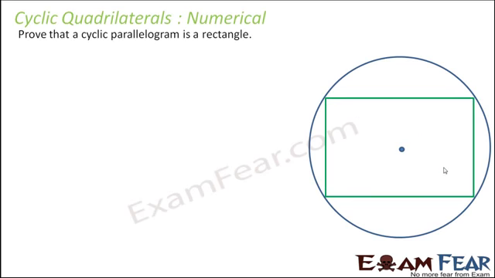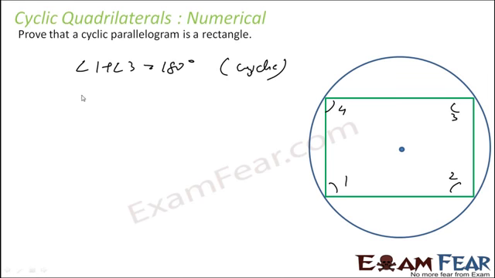So we have to prove that the cyclic parallelogram is a rectangle. It's given that it is a cyclic parallelogram, and let the angles be 1, 2, 3, 4. Since it is cyclic, angle 1 plus angle 3 is what? 180 degree, since it is cyclic. Since it is a parallelogram, angle 1 is equal to angle 3. Opposite angles of a parallelogram are equal.